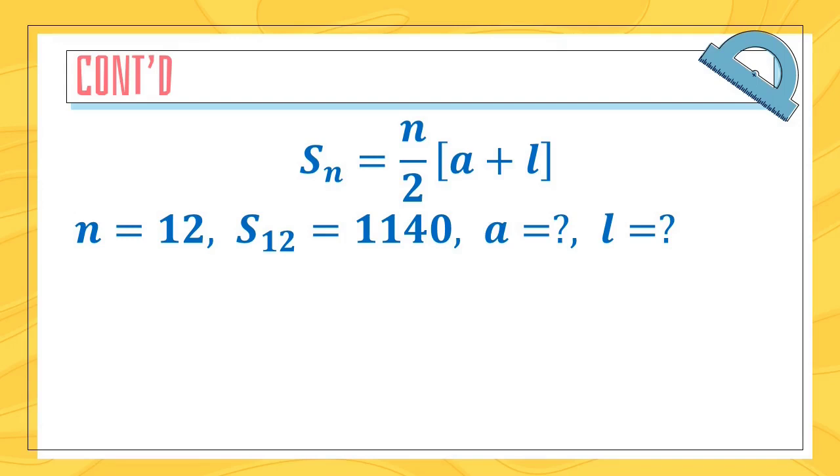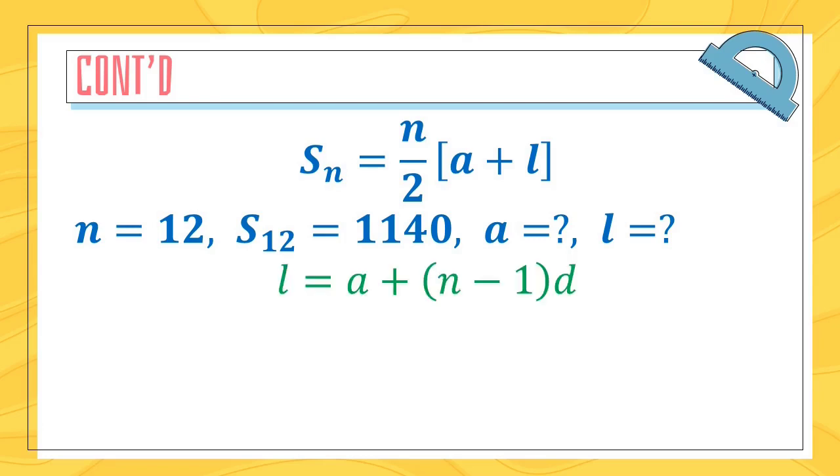monthly installment. And the sum of money the trader will be paying within 12 months was deduced to be 1,140 Ghana cedis. And we are supposed to find the first term, which is denoted by A. And surprisingly, the last term, which is denoted by L, is also not known. So to determine the first term, which is A, we need to know the last term.